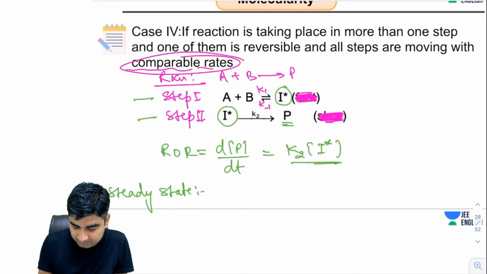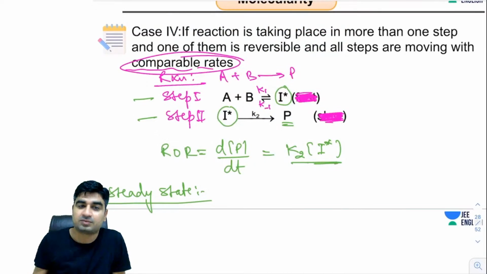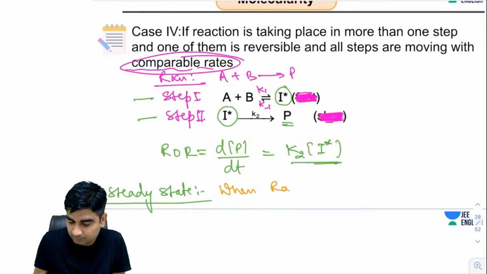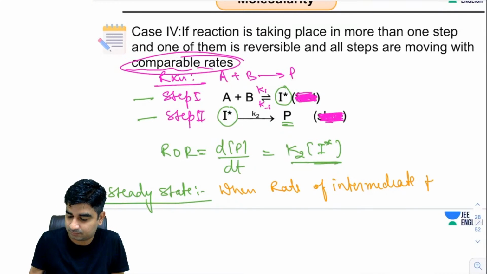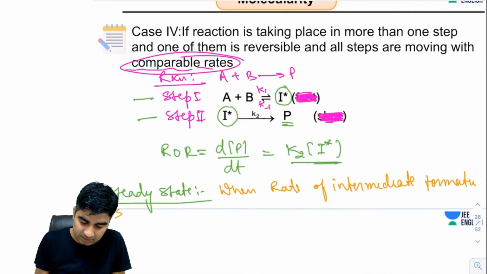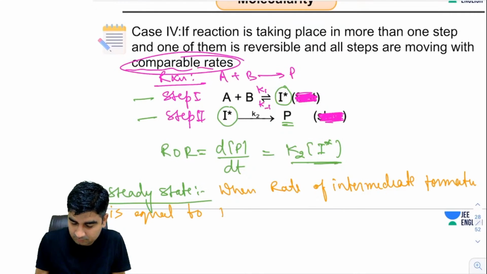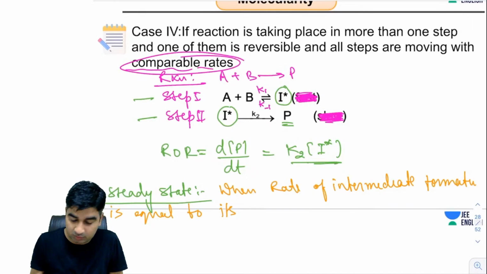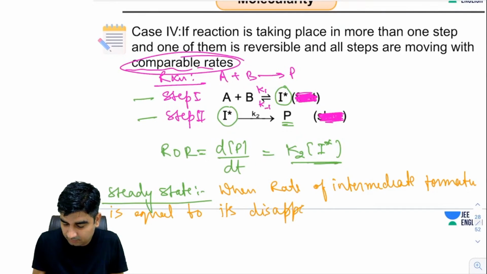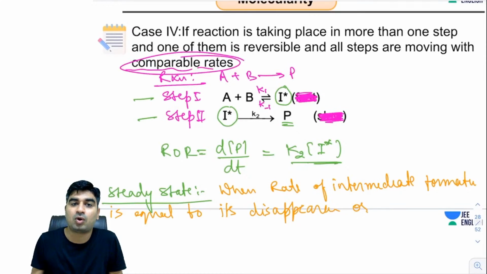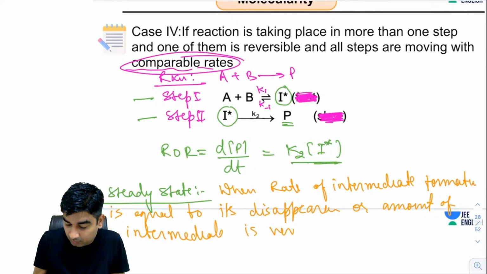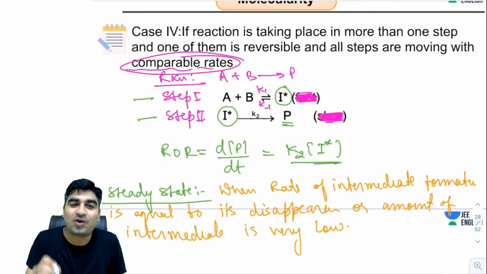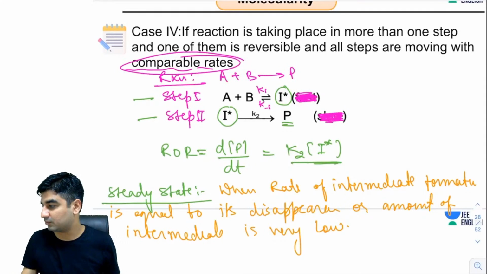Steady state. What is a steady state? Note it down. When rate of intermediate formation is equal to its disappearance, or amount of intermediate is very low, we call it steady state. Very important, note it down. What is a steady state?